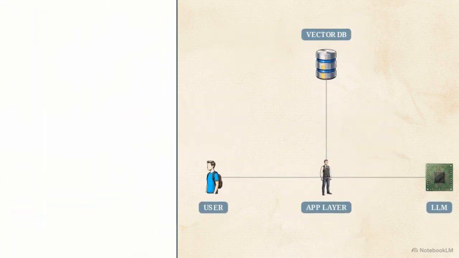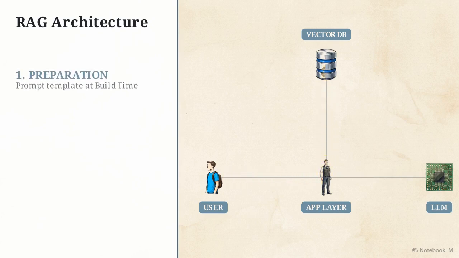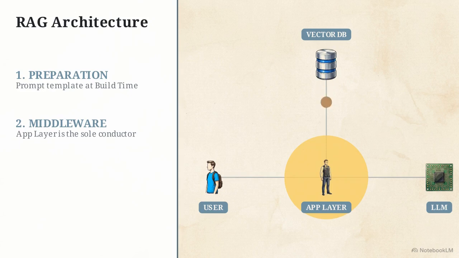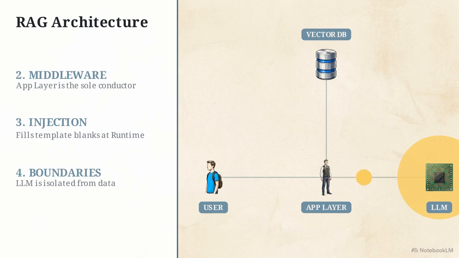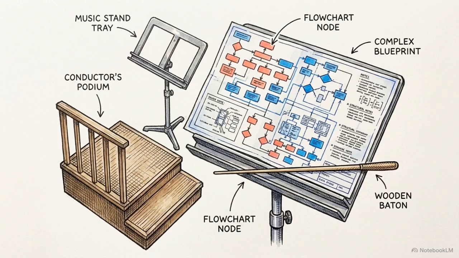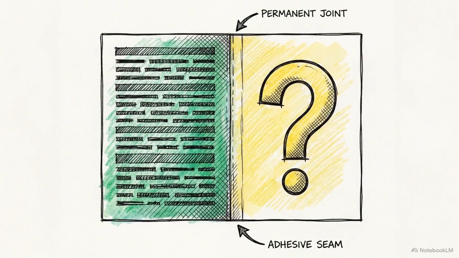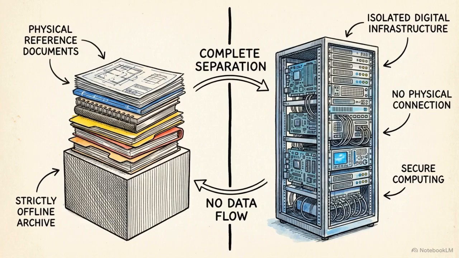To build this correctly, rely on 4 rules. First, developers write the prompt template once during build time. Second, the application layer is the sole conductor. Third, RAG fills the template blanks at runtime. Fourth, the LLM is completely isolated. Underneath the complex terminology, RAG is simply an orchestration layer. It glues verified search results to a user's question, ensuring the AI relies on hard facts rather than its own memory.